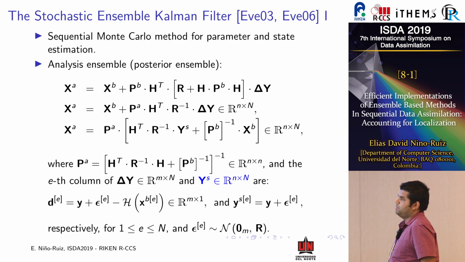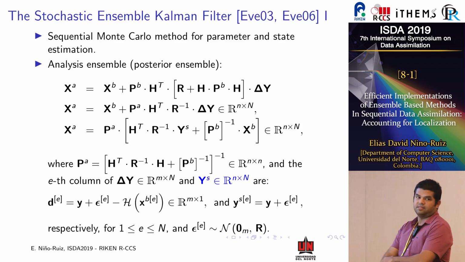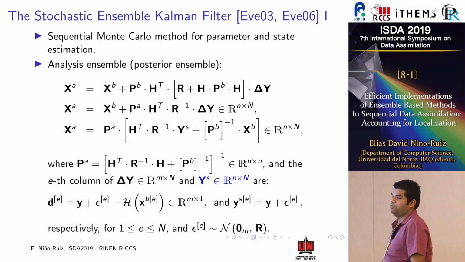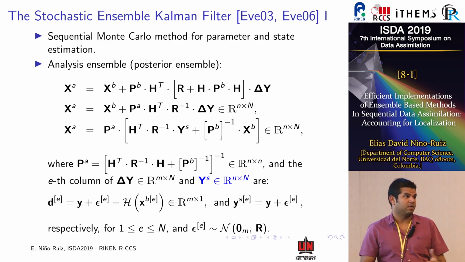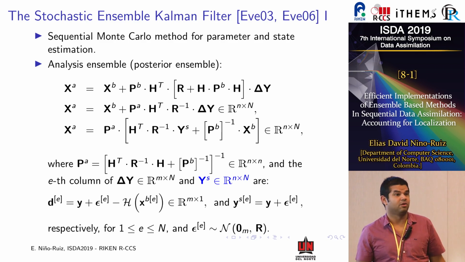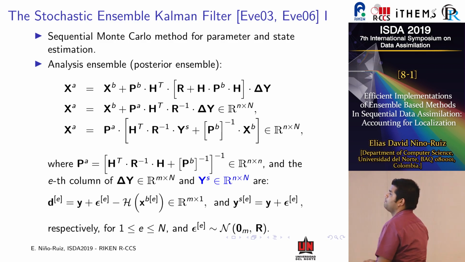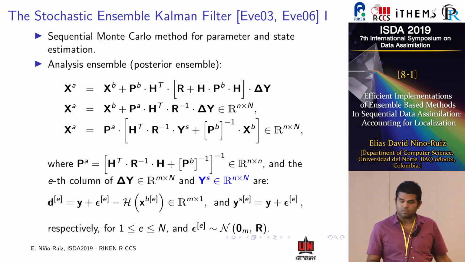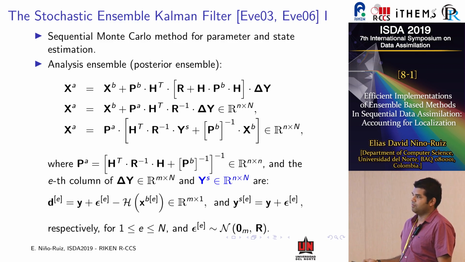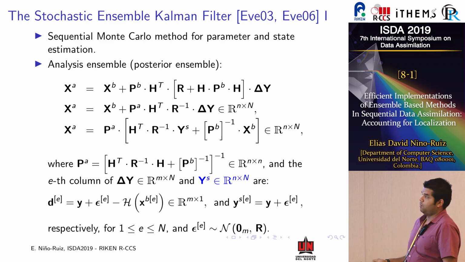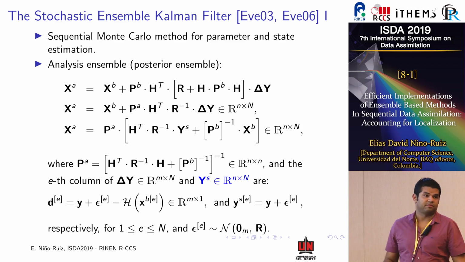Delta Y will be the innovation matrix on the synthetic observations. And here, YS is nothing but a synthetic observation, which we obtain by perturbing the unique observation that we have. We know that this can induce some sampling noise, but it makes the filter statistically consistent, okay? And here, E just denotes the ensemble member. And we assume that the noise that we add to the unique observation comes from a normal distribution with zero mean and data error covariance matrix R.